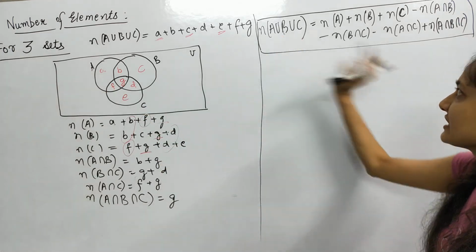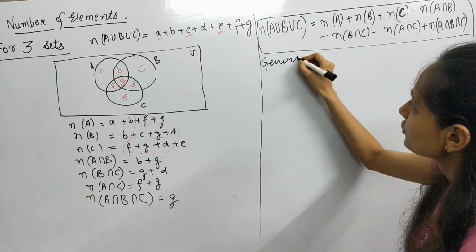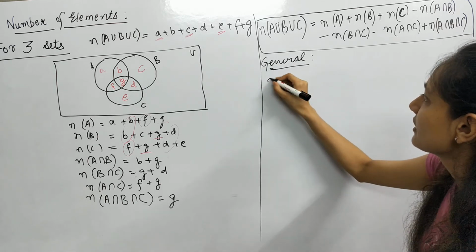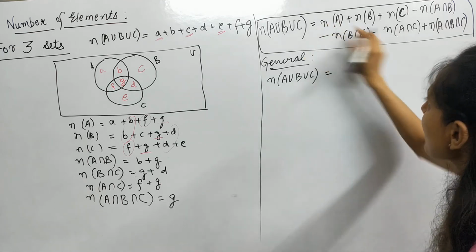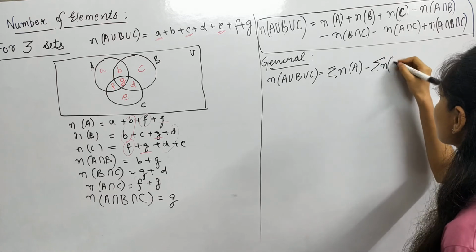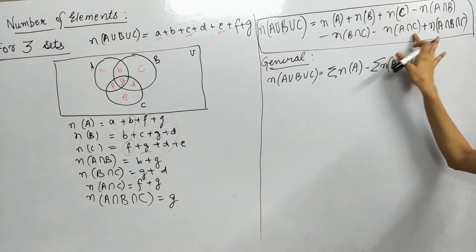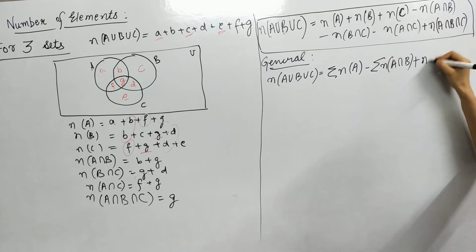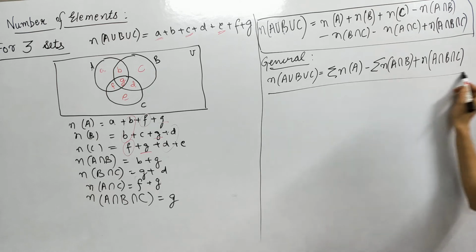Okay, so left hand side is equal to right hand side. So the general way of writing this formula is: N of A union B union C will be the summation of N of A, N of B, N of C, then you have to subtract the intersection of 2 sets, and then you will add the intersection of the 3 sets. So this is the formula in general form.